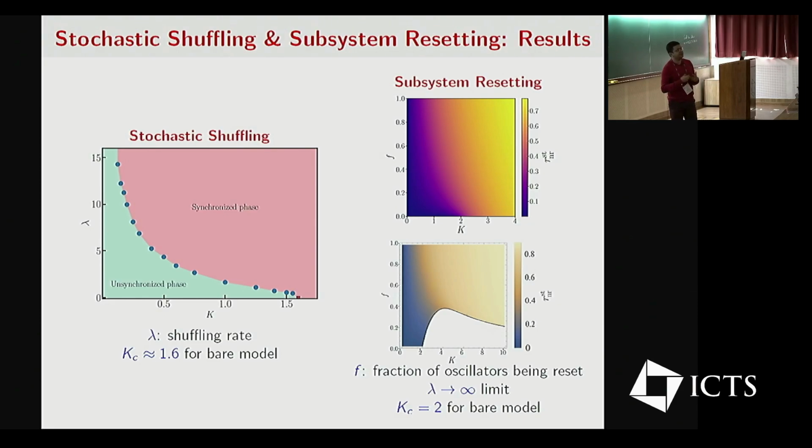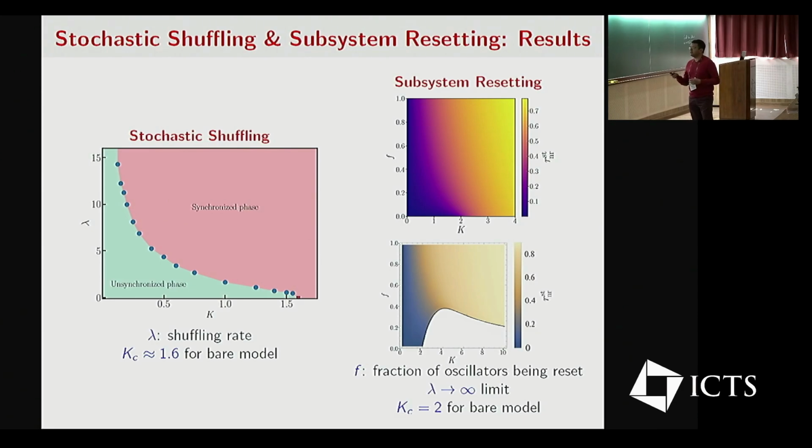The frequencies are what they are. You choose them at t equal to 0, and they are quench disordered. They remain unchanged in time, but what I do is that I choose a subset of oscillators and I keep resetting their phases to their initial values at random instances.